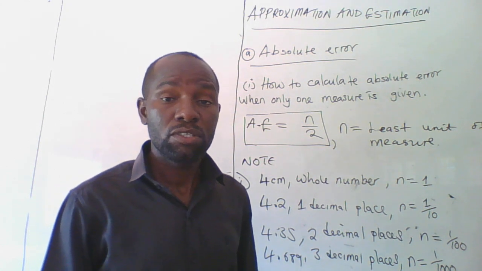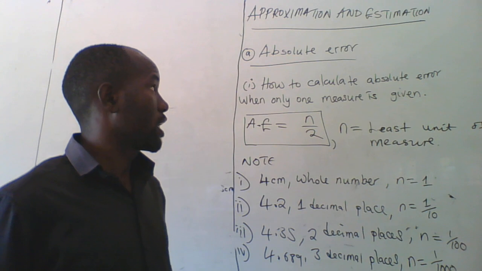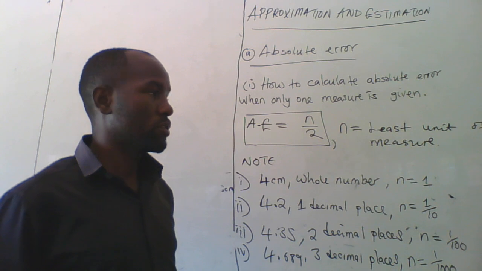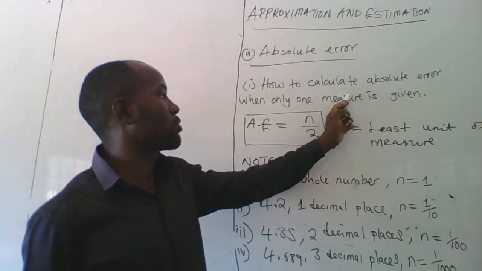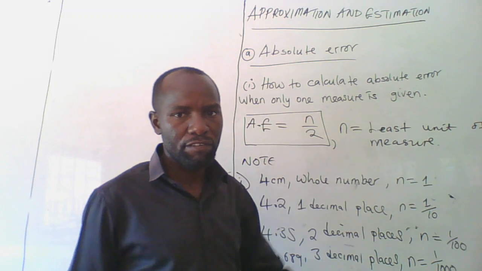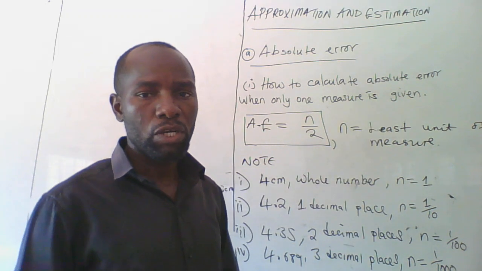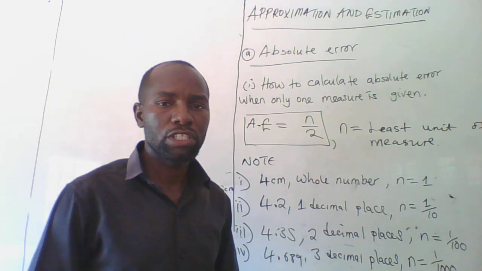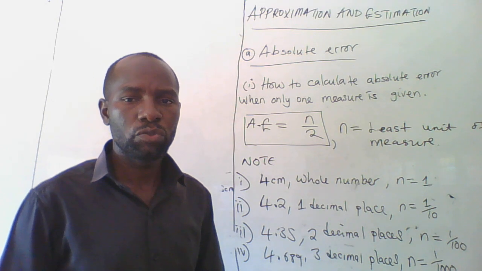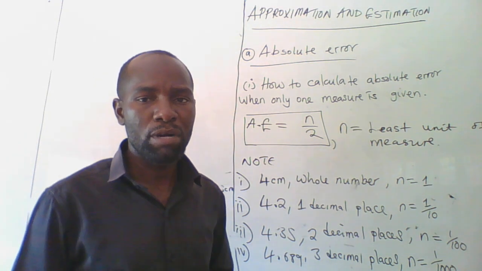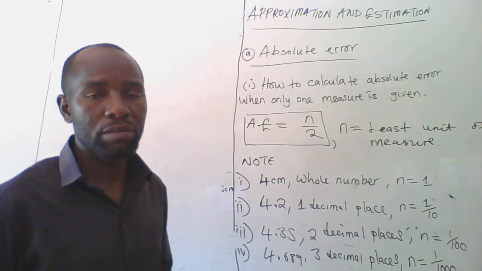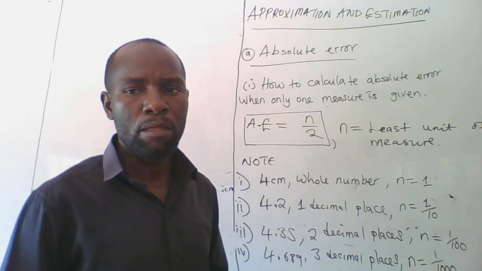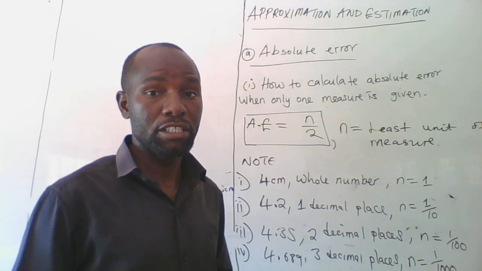Welcome to our lesson, which is a continuation on absolute error, where in our previous lesson we looked at how we can calculate absolute error when only one measure is given. In our previous example, we looked at a situation where the given measure is written as a whole number. Now I want us to move to a situation where the given measure is written in decimals.